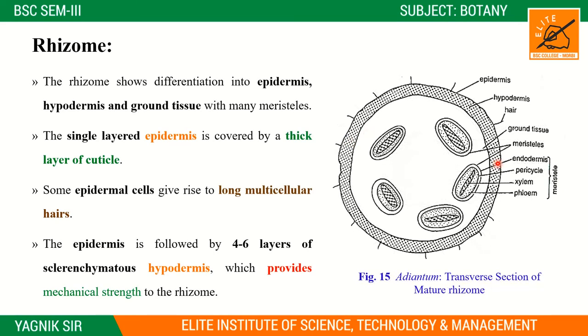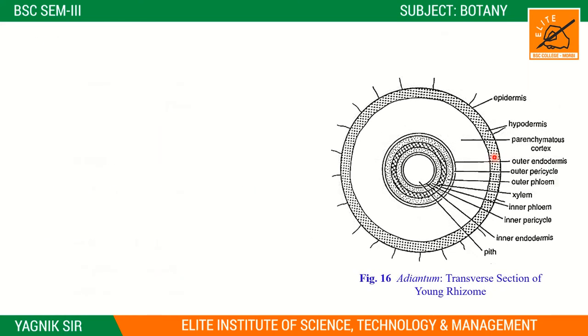This is an image of Adiantum, and this is a mature rhizome, right? This is a mature rhizome, and now we can see this is the young rhizome, right? Here we cannot easily find out the stele type, but in mature rhizomes we can easily find which type of stele is present in the rhizomes, right? Here we cannot easily find which type of stele is present, right? Here the meristele is not present, but another type of stele is present.